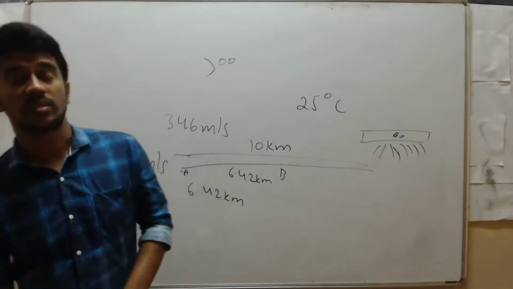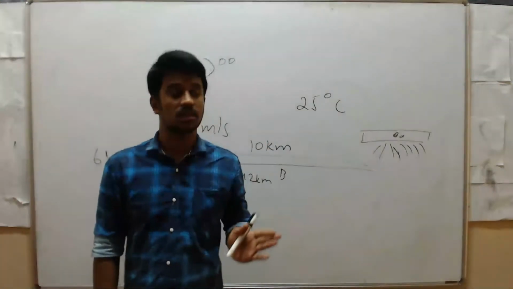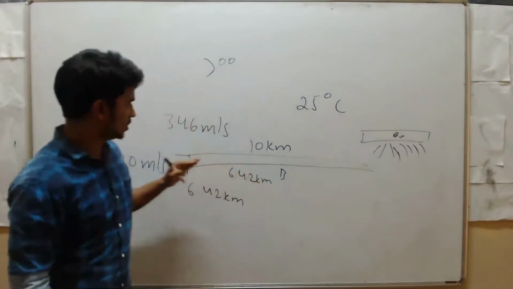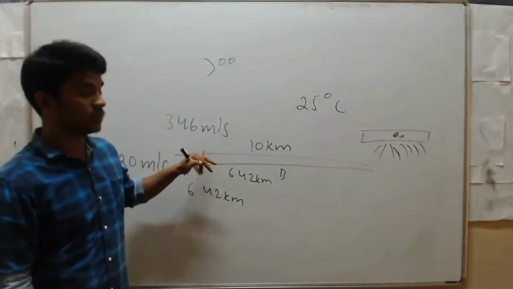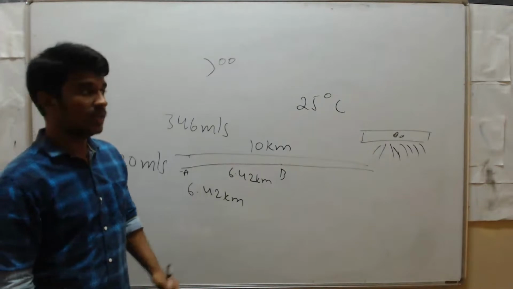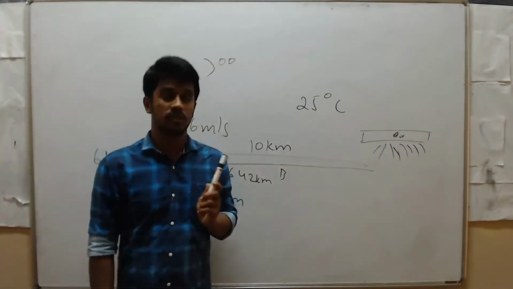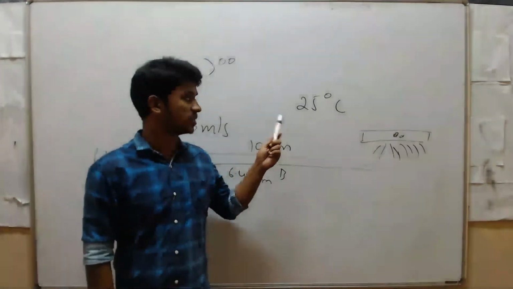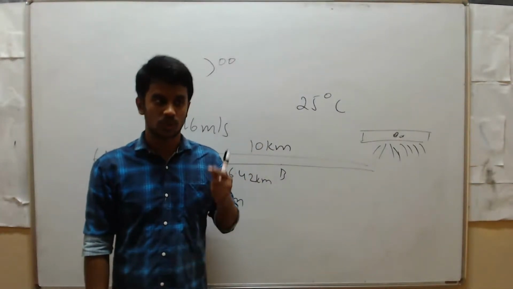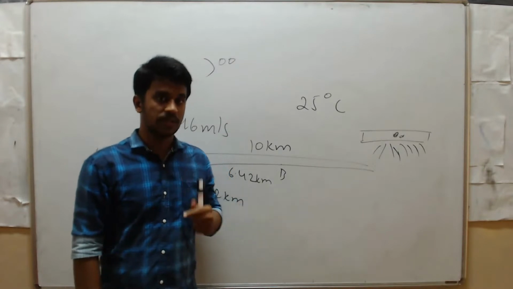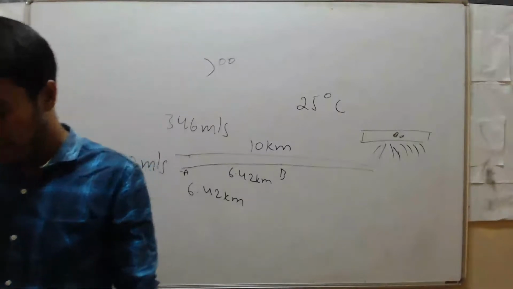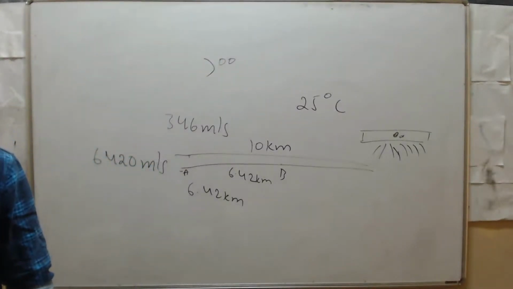Just imagine the room temperature of this lab is 25 degrees Celsius. These values are obtained only when the temperature of the substance is 25 degrees Celsius. So now I am talking here and you can hear my voice, and the speed of my sound is equal to 346 meters per second. So this is about the speed of sound in different media.